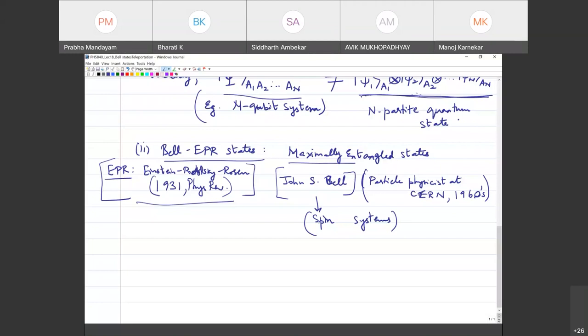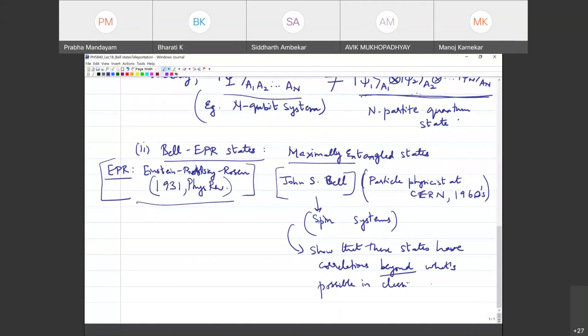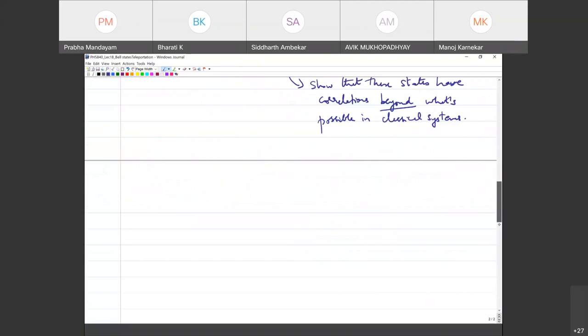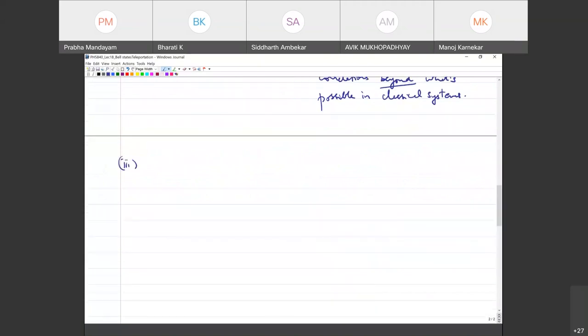Really showing that these states have correlations beyond what is possible in classical systems. So today we talk of entanglement as quantum correlation. And that's the next aspect that I want to come to. So what are these correlations?